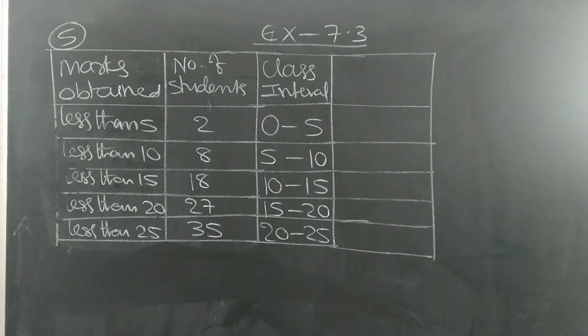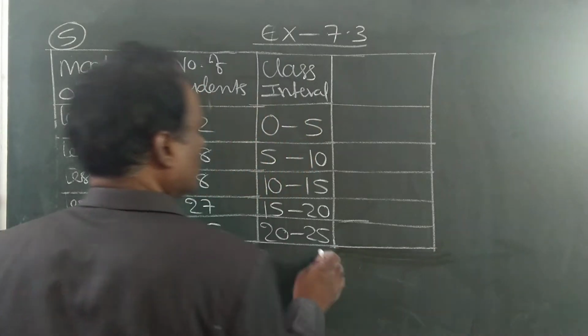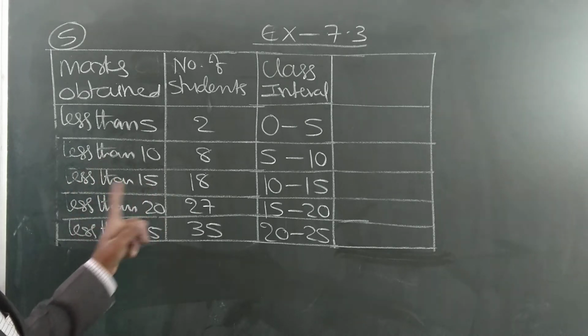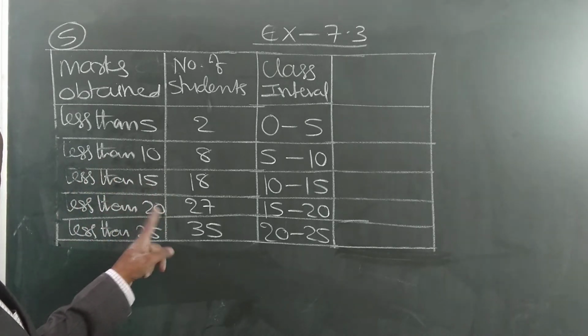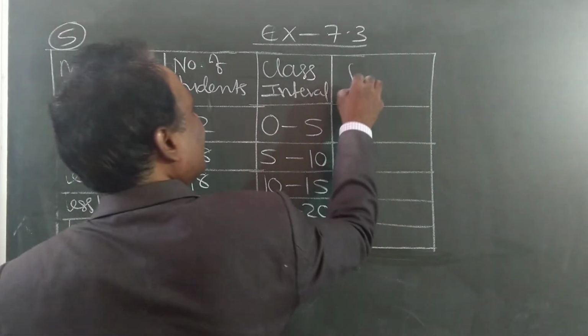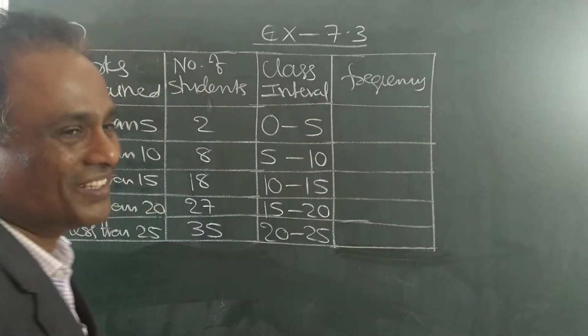So students, class interval is prepared. 0 to 5, 5 to 10, 10 to 15, 15 to 20 and 20 to 25. That's all. Frequencies. This is also asked. Second question.